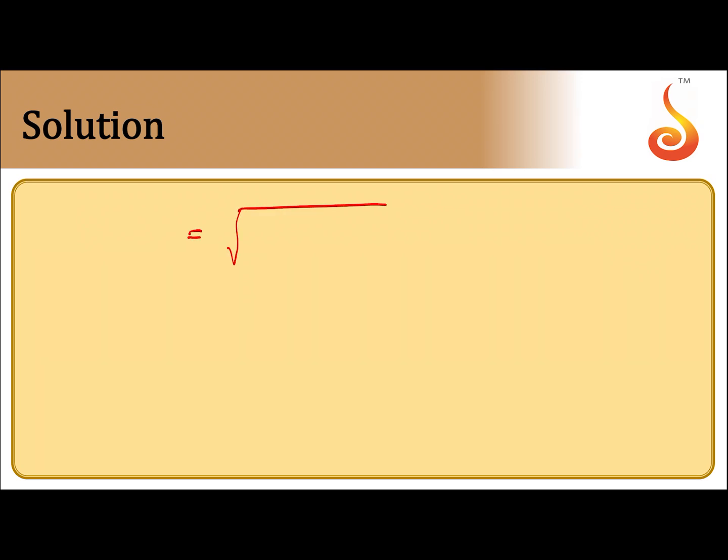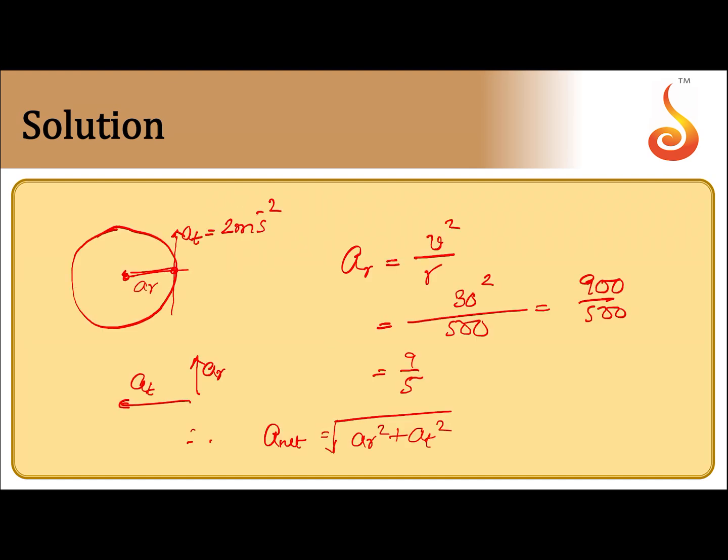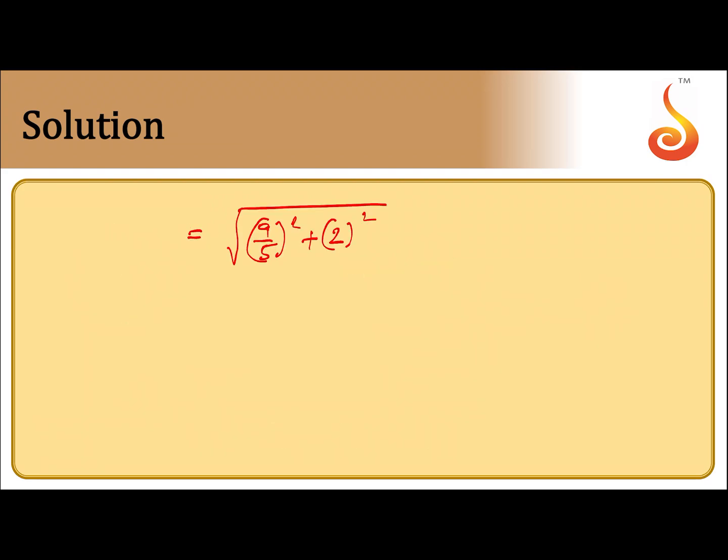What is the radial acceleration? That is 9 divided by 5 whole square plus tangential acceleration. What is the tangential acceleration? That is 2. So, 2 square, correct? So, tangential acceleration is 2, therefore, 2 square. And you can simplify it further. You have 81 divided by 25 plus 4.